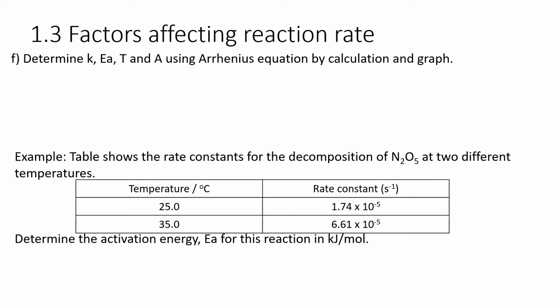Now we move on to look at the learning outcome 1.3f. Determine rate constant K, activation energy EA, temperature and frequency factor using Arrhenius equations by calculation and graph. So first you need to remember your Arrhenius equation. The Arrhenius equation is K, the rate constant, equals A, the frequency factor, times exponential of negative EA over R times 1 over T.